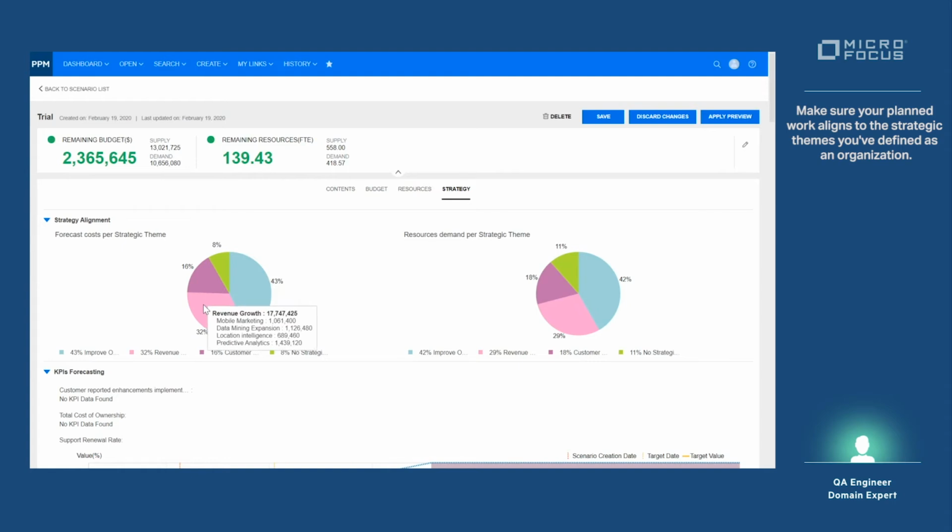If I hover over any of them, it will detail for me all of the pieces of work that are included in that portfolio and are supporting that particular theme. And you can see here 43% of the monies are being spent on improving the operating cost, including a chunk of money in the middle there on voice to mail, a particular project that this organisation is looking at delivering.